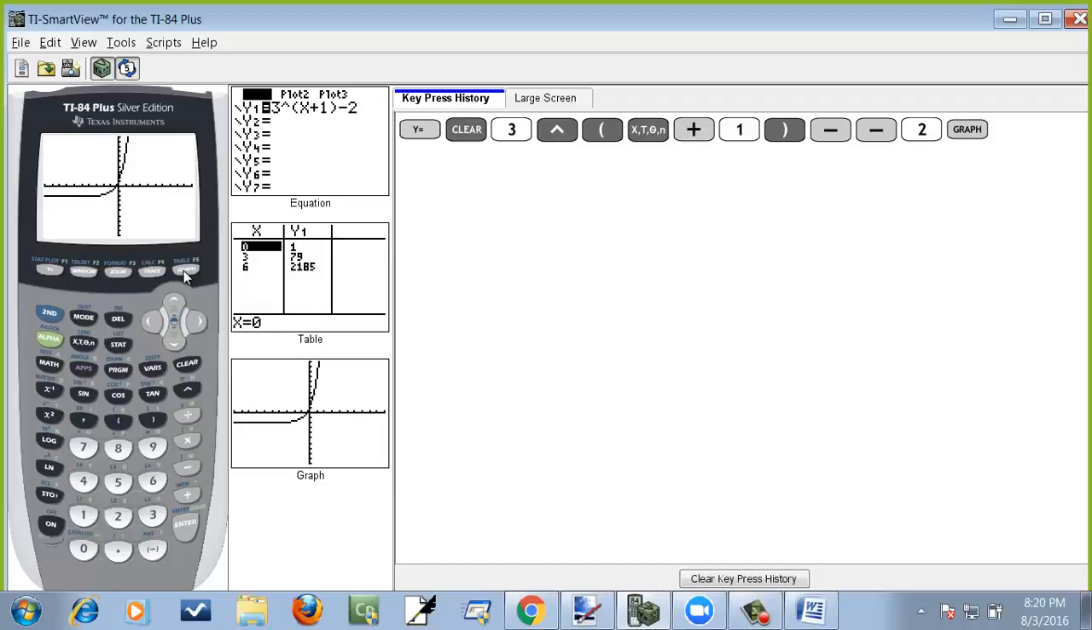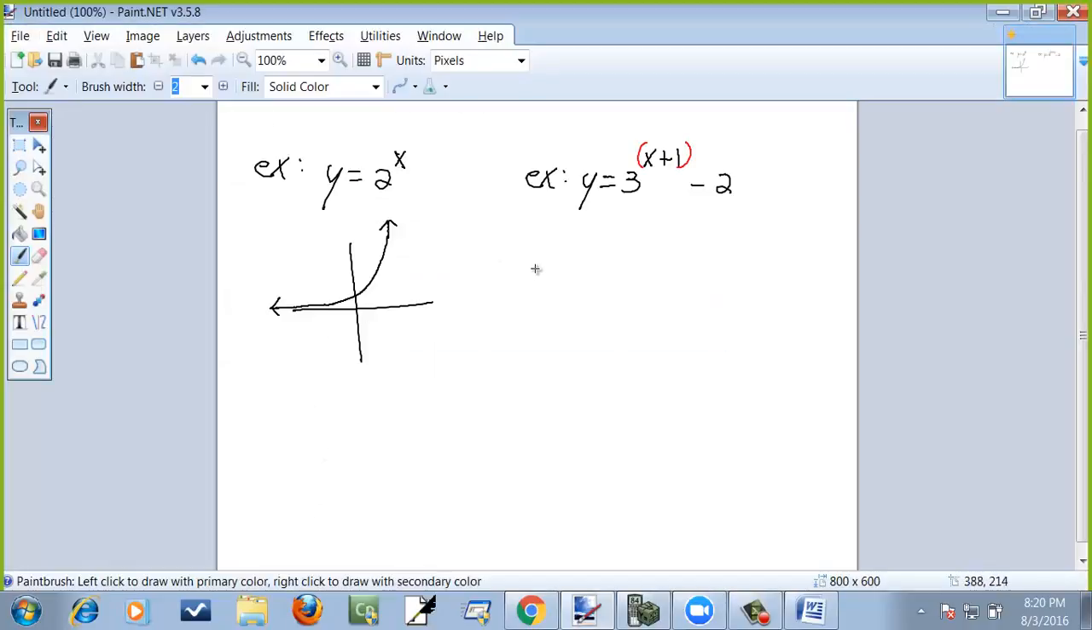I won't sketch it down, but now you might have one involving e. Like this, y is equal to e to the x plus 3. Now e is a number like pi. It's 2.7 and a bunch of decimal places. How you get e on your calculator is you're going to do second and then the ln button. Now the ln button is the natural log.